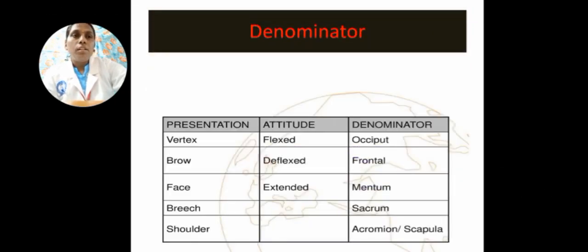And this table will give you the nutshell of what are the different types of presentation, attitude and the denominator. You can see the various presentations like vertex presentation, brow, face, breech and shoulder presentations. And when you look into the attitude, it can be flexed or deflexed or extended. And the denominator can be occiput, frontal, mentum, sacrum or the acromion scapula.